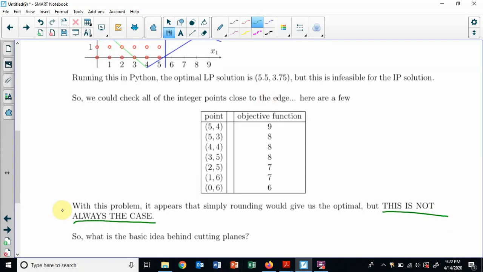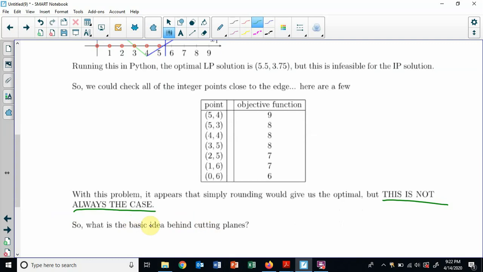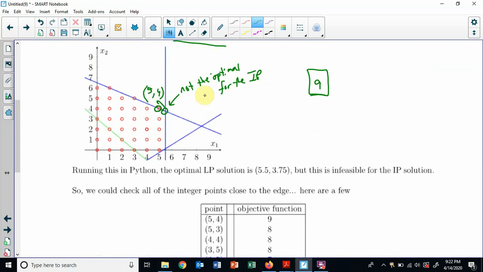Last little bit of this video is, so what is the basic idea behind cutting planes? Well, it's all this idea of a convex hull. Okay? So what the convex hull is, so let me draw it over here. So let's say you have some constraints, and say this is how they look. Okay? And the green dots are integer points.